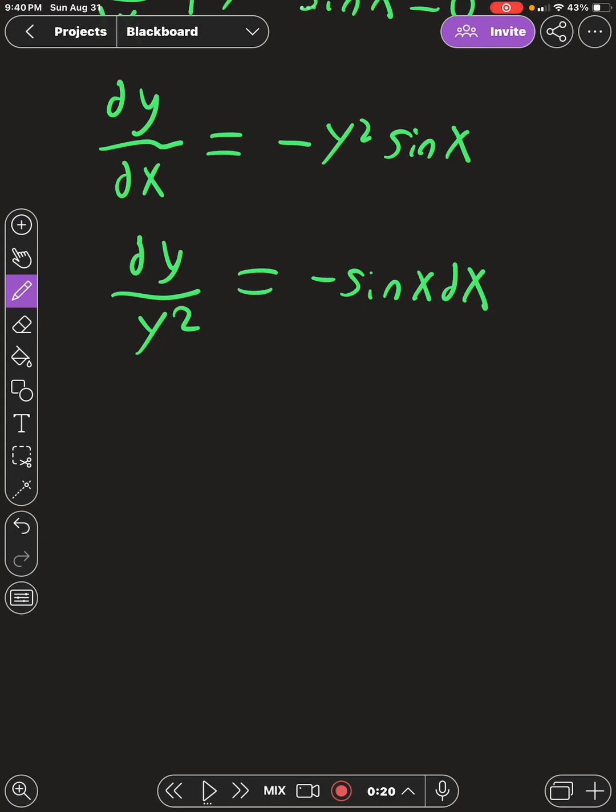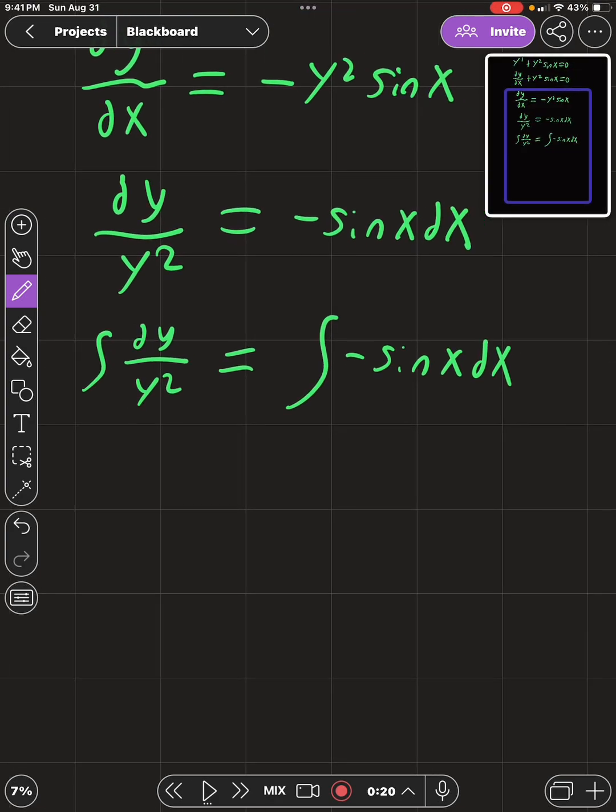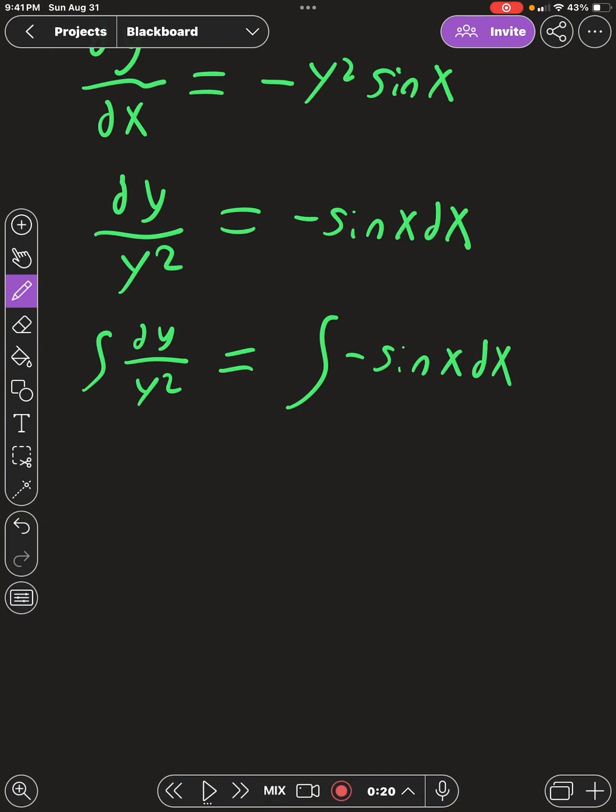Now I think we're in good shape to do some integration here. So let's integrate both sides. We get the integral of dy over y squared is equal to the integral of negative sine of x dx. So what are we going to get here? Well, the integral of dy over y squared is just going to be negative 1 over y.